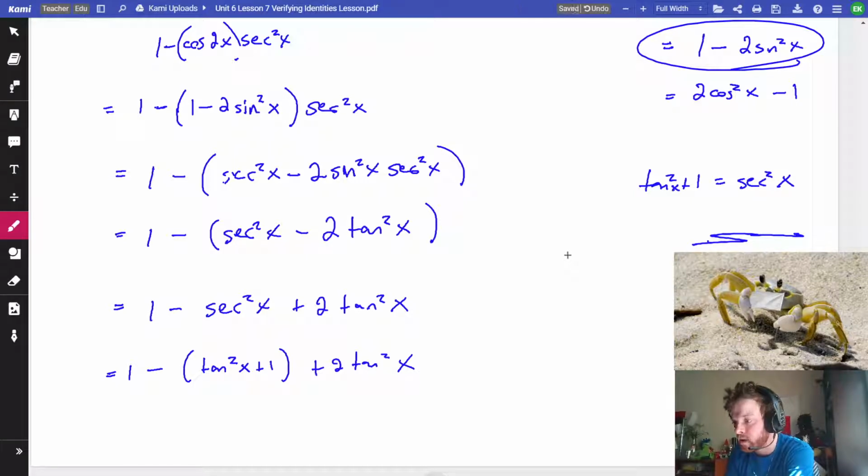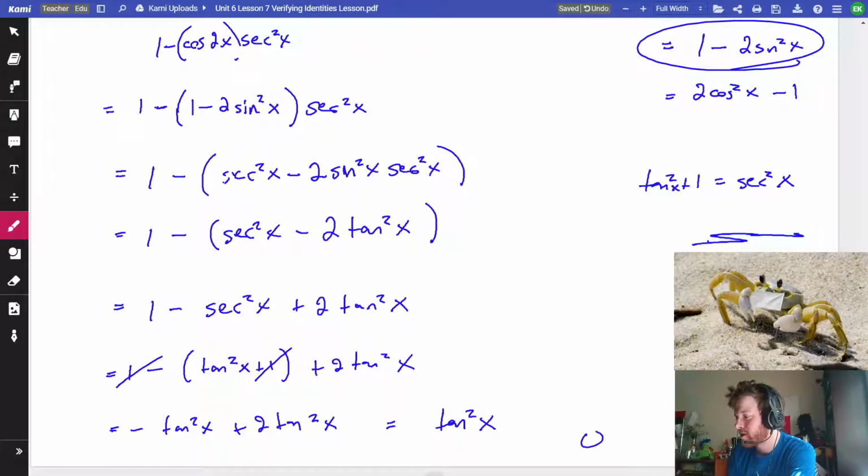1 minus 1 is 0, and we have a negative tangent squared plus a 2 tangent squared, and negative 1 of something plus 2 of that something is equal to 1 of that something. Tangent squared x, QED.